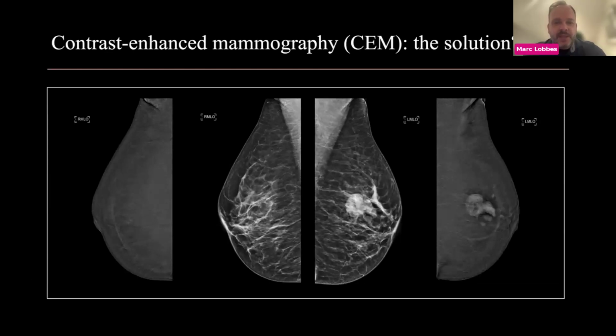In the center part, you have what they call the low energy images, which resemble a normal mammogram, like in everyday clinical practice. And we have an additional set of images that is called the recombined images, where we can appreciate areas of contrast captation.